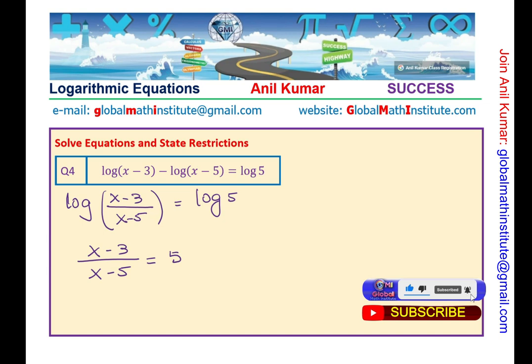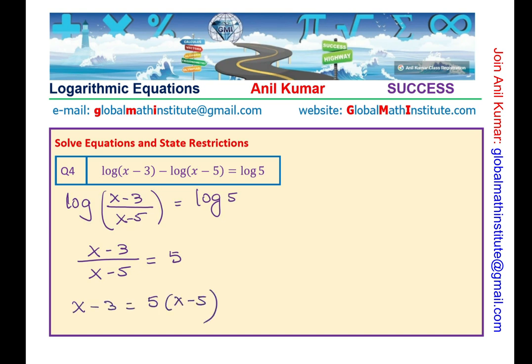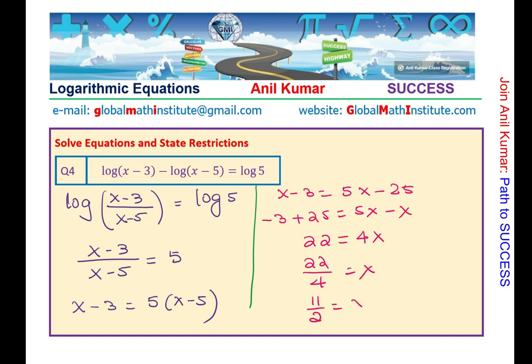So we get an equation where we can cross multiply and solve. So we have x minus 3 equals to 5 times x minus 5. Let's bring all the variables on one side and then solve it further. We have x minus 3 equals to 5x minus 25. So minus 3 plus 25 is equal to 5x minus x. 22 is equal to 4x, or 22 by 4 is the value of x, which is 11 by 2. So we have our answer, which is x is equal to 11 by 2.